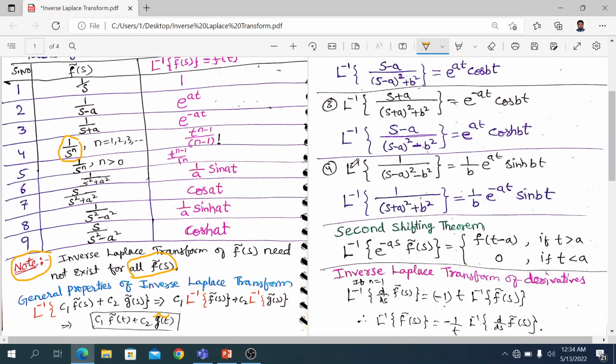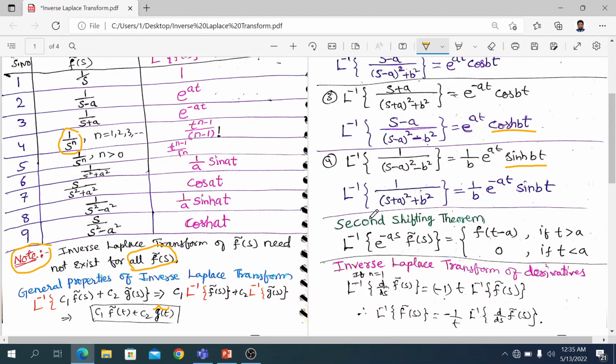Next, Laplace inverse of 1 by (s minus a) whole square minus b square is 1 by b, e power of at sinh bt. Minus means hyperbolic, same here. Next, Laplace inverse of 1 by (s plus a) whole square plus b square is 1 by b, e power of minus at sin bt. These two are general formulas you must remember.